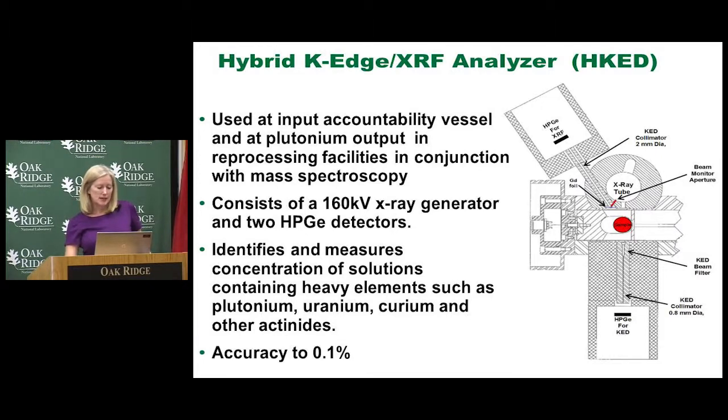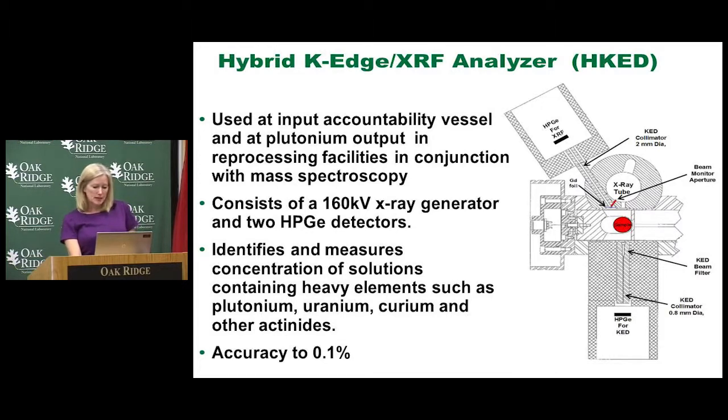And this is done at the input accountability vessel, and it's also done in the plutonium stream. So the plutonium is purified and comes out as a plutonium nitrate, and those samples will also be put into the hybrid K-edge, and some will also be sent out for mass spectroscopy.